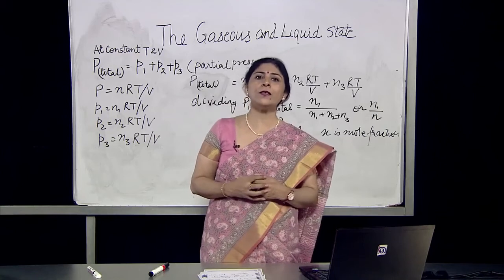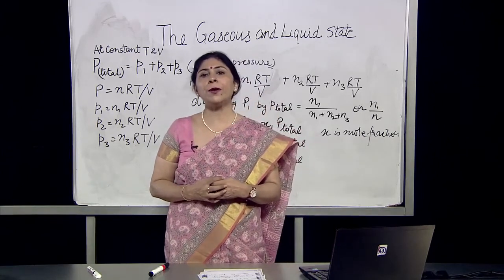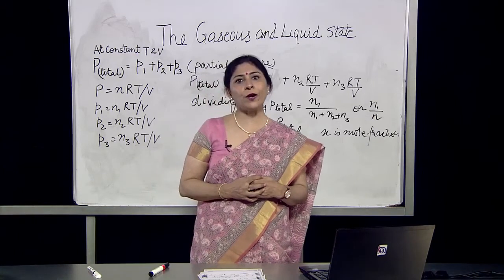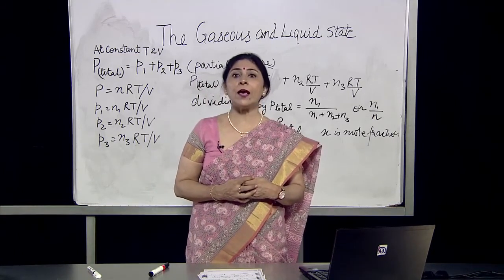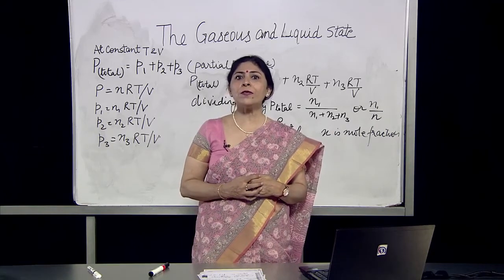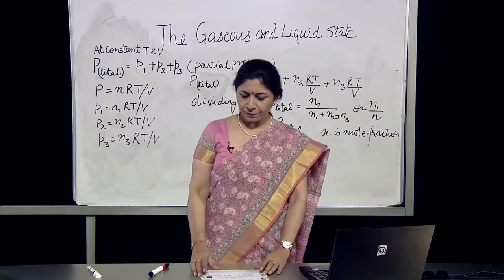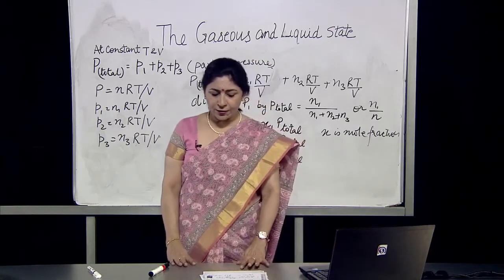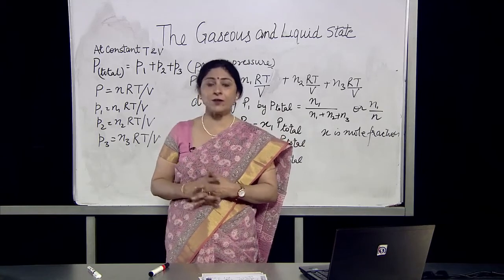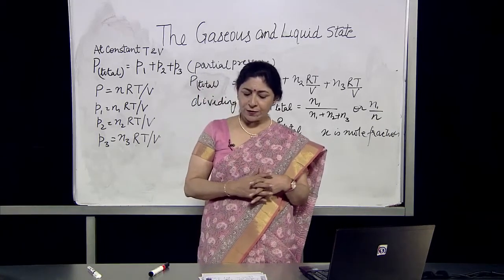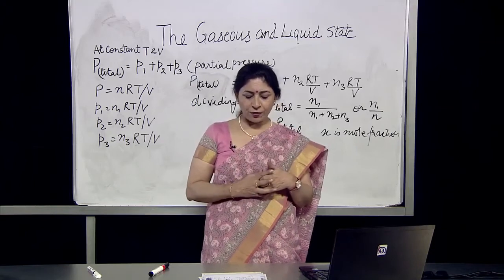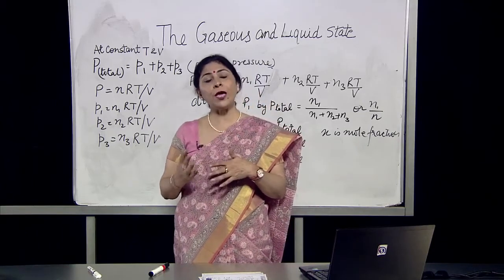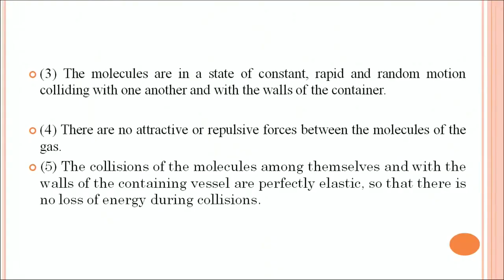Then the fifth postulate is that the collisions of the molecules among themselves and with the wall of the containing vessel are perfectly elastic, so that there is no loss of energy during collision. Now, what is the meaning of elastic collision? Elastic collision means that on hitting, an exchange of energy will be there, but there is no gain or loss of energy. The gain of energy will be equal to the loss of energy for the other molecule. So, this is known as perfectly elastic.